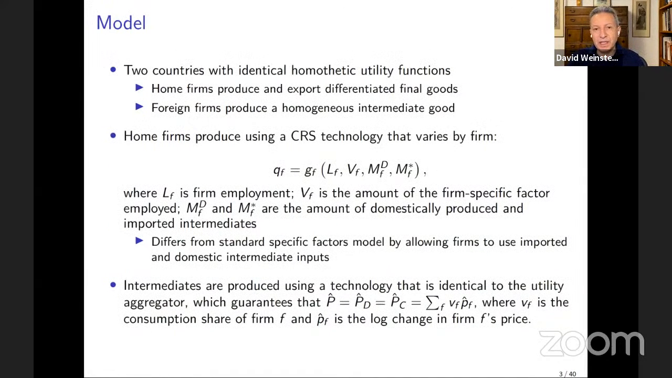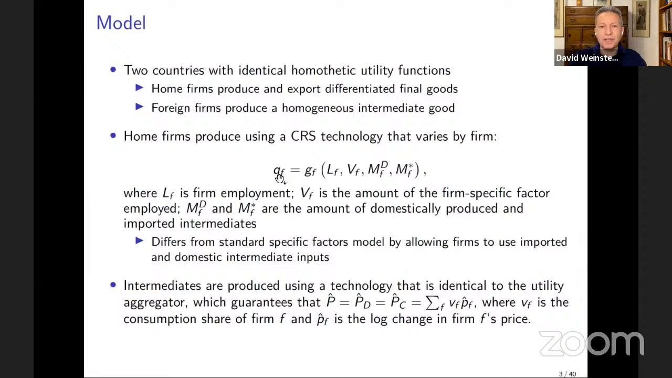Okay, so let me just give you a little bit of a sense of how the model works. We're going to be thinking about two countries with identical homothetic utility functions. Home firms are going to produce and export differentiated final goods, and foreign firms are going to produce and export a homogeneous intermediate good. Home firms are going to produce using a constant returns to scale technology that's going to vary by firm, okay?